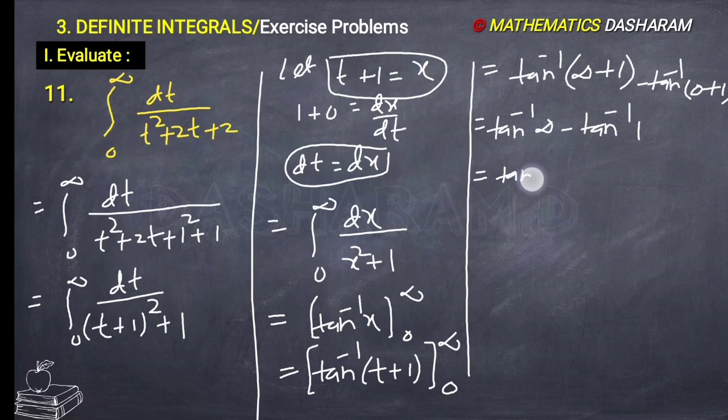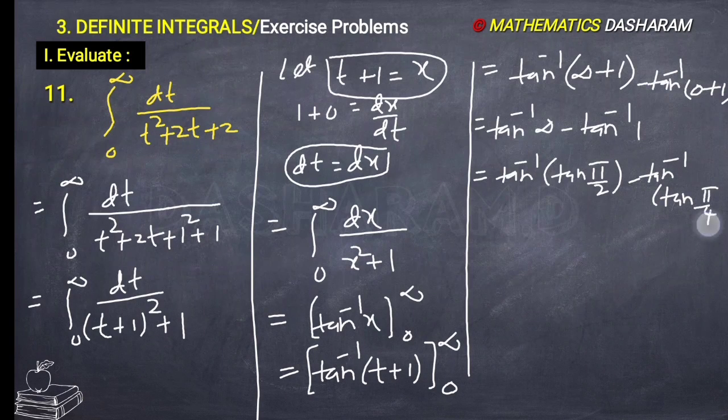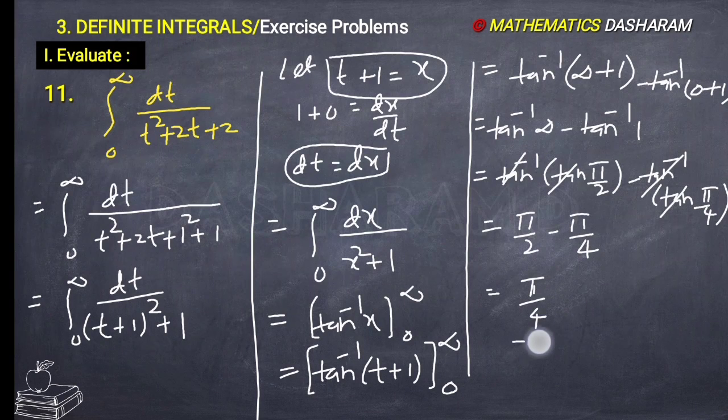So tan inverse infinity means it is pi by 2, minus tan inverse 1, we can write as tan inverse tan pi by 4. Tan inverse cancel, so pi by 2 minus pi by 4, so it is equal to pi by 4, which is our required answer.